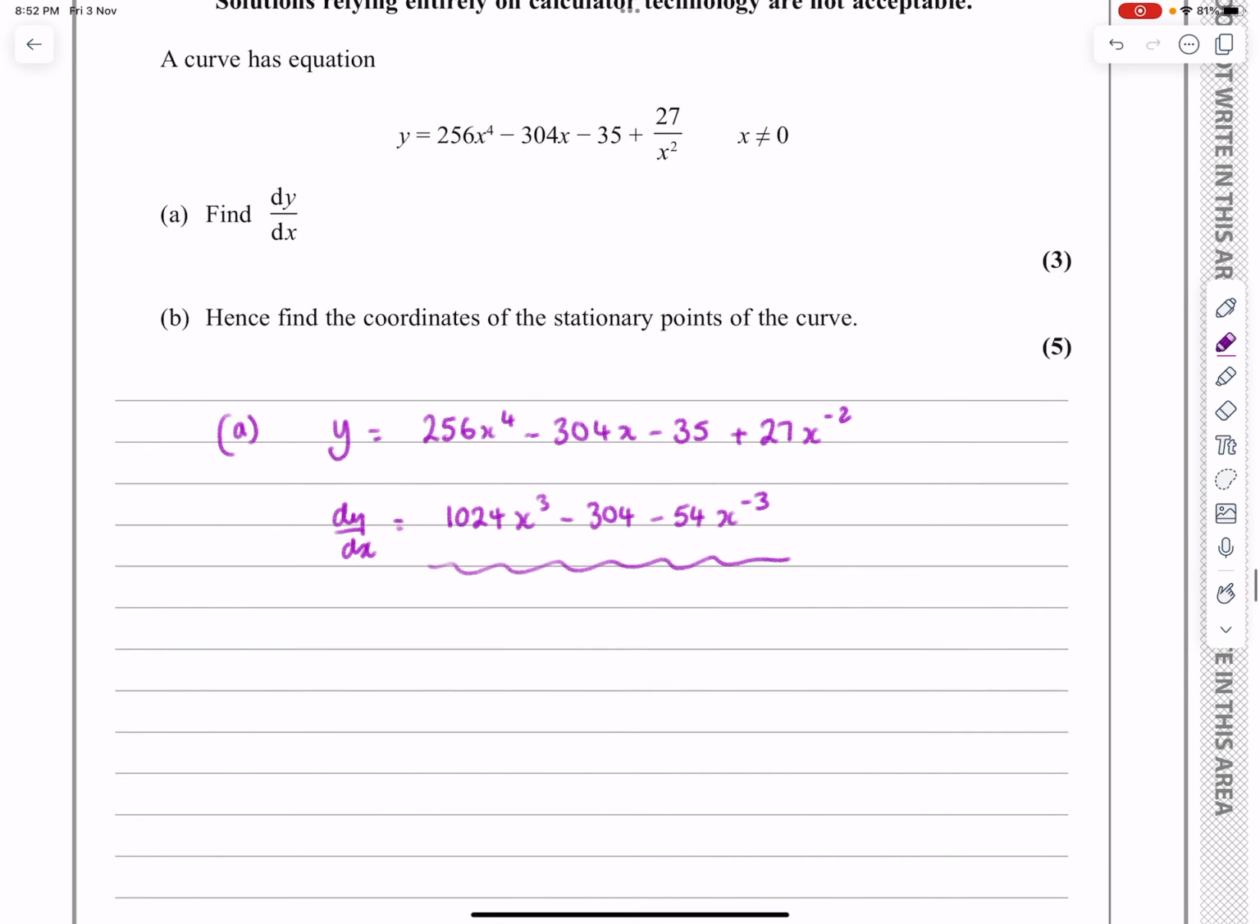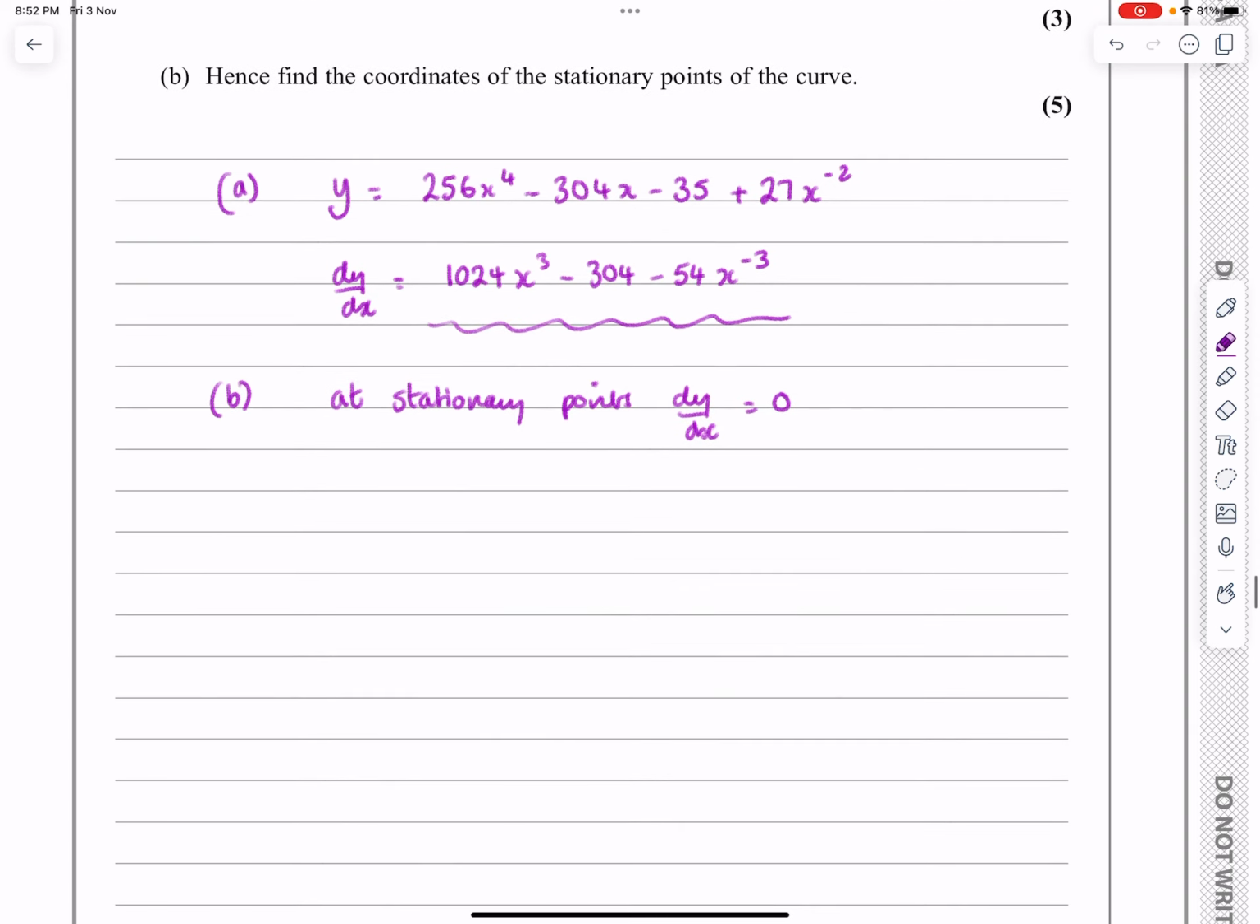Part B says, hence find the coordinates of the stationary points of the curve. So stationary points occur when dy by dx is equal to 0. Let's just tell the examiner I know that. So at stationary points, dy by dx is equal to 0. In other words, 1024x cubed minus 304 minus 54x to the minus 3 is equal to 0.